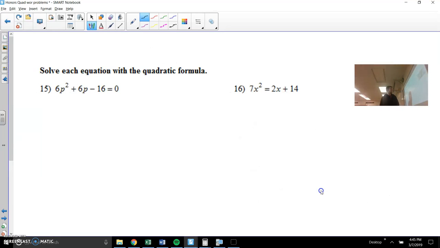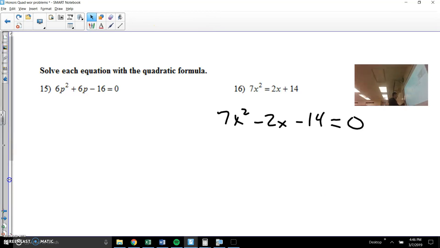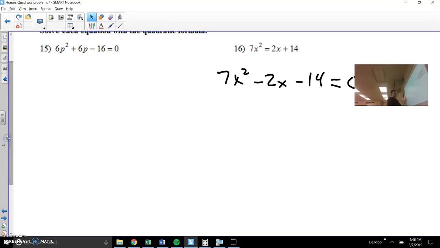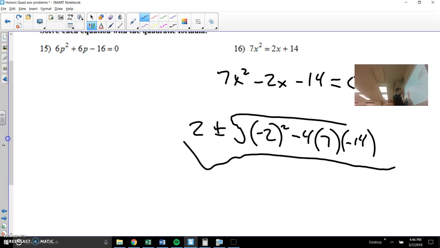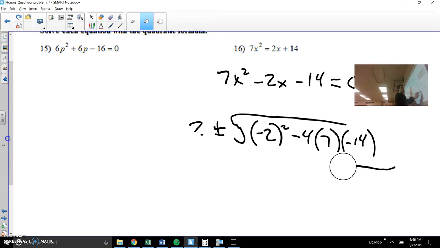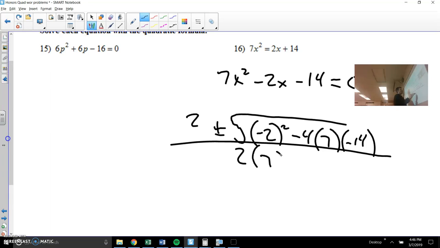So let's do the quadratic formula. I'll let you try 15, and I'll work with 16. So I noticed that this is not equal to 0, and I need all the terms on one side. So the first thing I want to do is subtract 2x from the right to the left, and also I'm going to subtract 14 so that everything is on one side and you get equal to 0. So negative b would be positive 2. We have negative 2 squared, 4 times 7 times negative 14, and then I'm going to divide all of that by 2a. And in this problem, 2a would be 2 times 7.